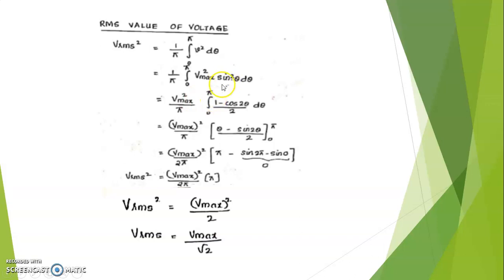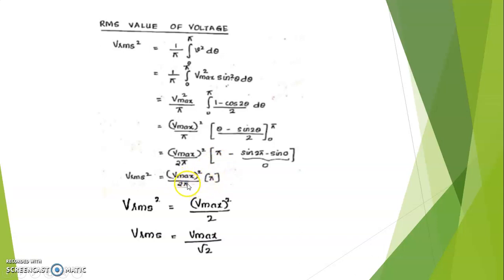Then, instead of sin squared theta, we will replace it by 1 minus cos 2 theta by 2, by the trigonometric formula. When we integrate, we will get theta minus sin 2 theta by 2. Then we will apply the limits. We will get pi minus sin 2 pi minus 0. So, these two terms will become 0, and we are only left with the term pi. So, we will get Vmax squared by 2 pi into pi.